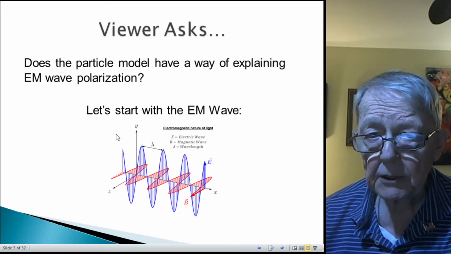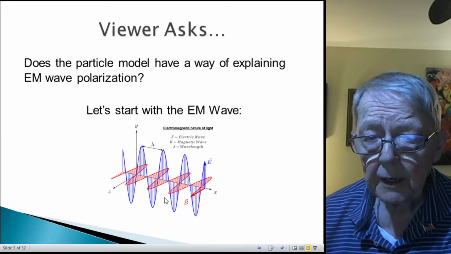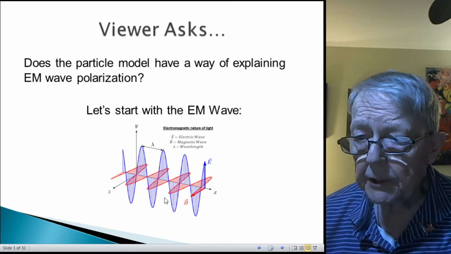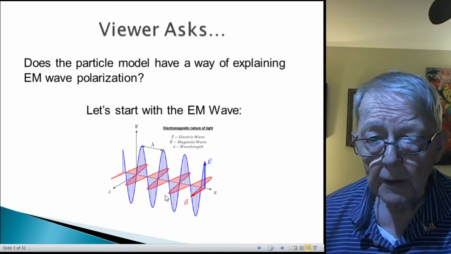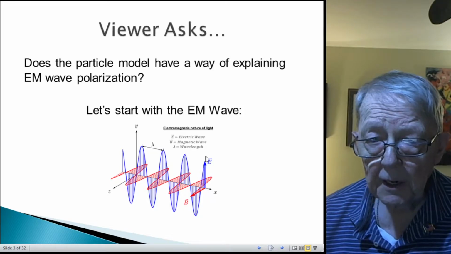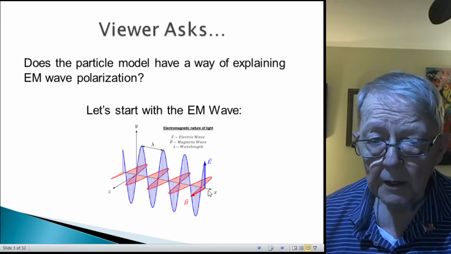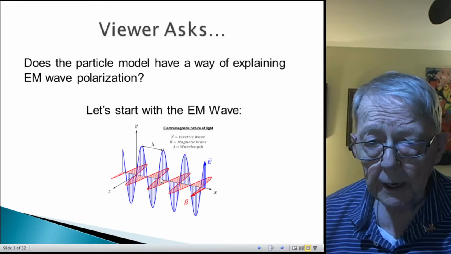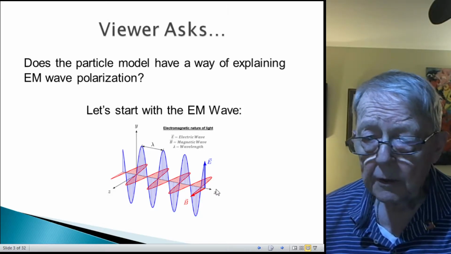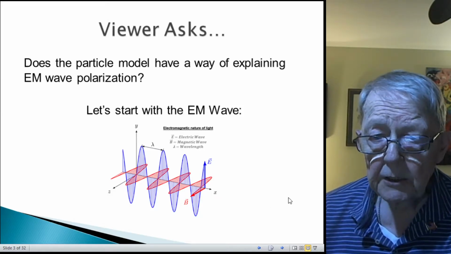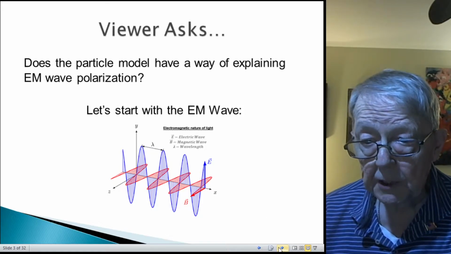So I said, let's start with the EM wave, and this is a typical one you see from Wikipedia. The electromagnetic wave has an electric field, a magnetic field, and it propagates along a direction X moving at speed c.